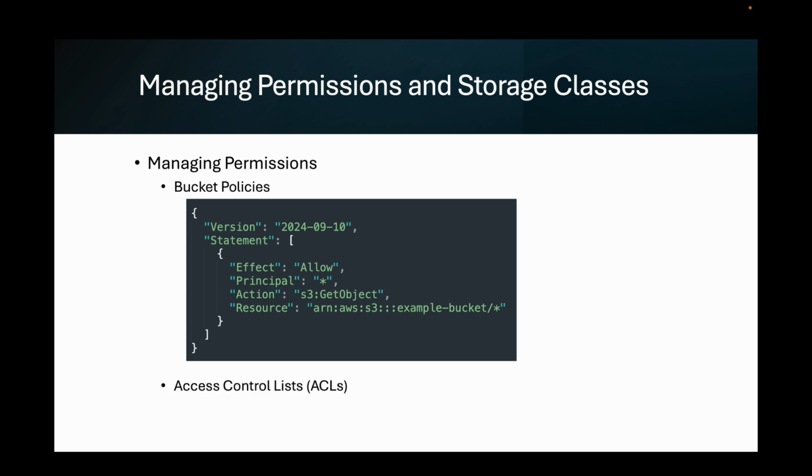Then we have the access control lists, or ACLs. ACLs grant specific permissions, which is read and write, to individual AWS accounts or groups. Example, public access. ACLs are less commonly used than bucket policies but still useful in some cases. Then we have IAM policies. IAM policies can be used to manage permissions for individual users or roles accessing S3. For example, you can allow an EC2 instance to access a specific S3 bucket by attaching an IAM role with the appropriate permissions.